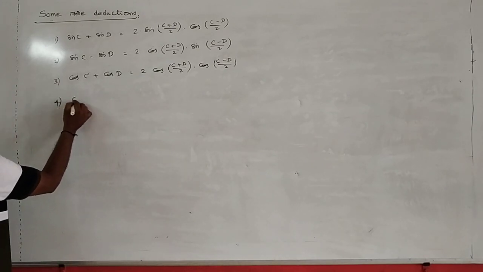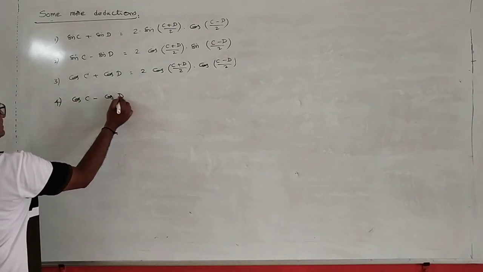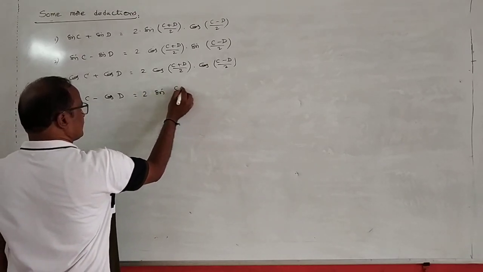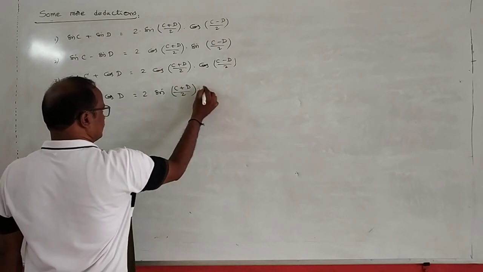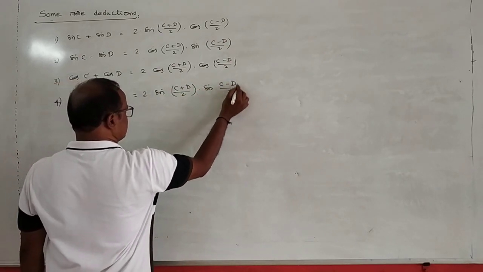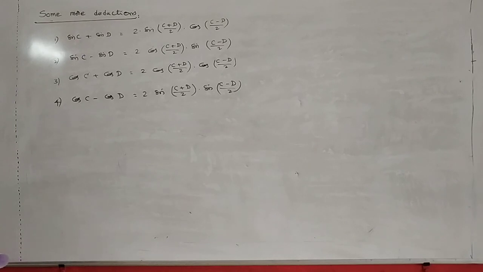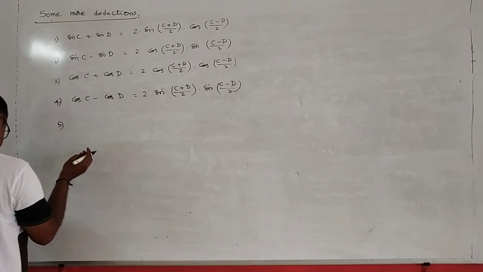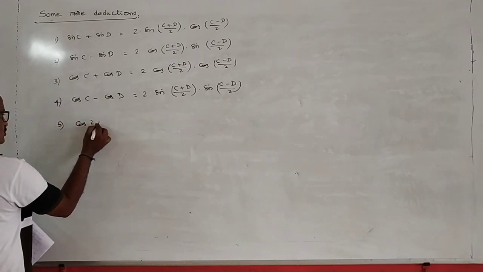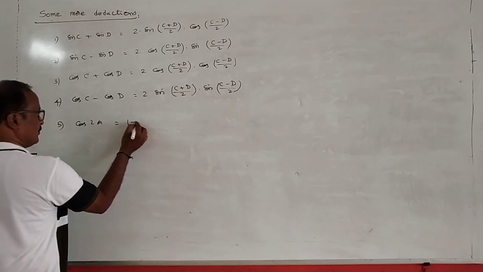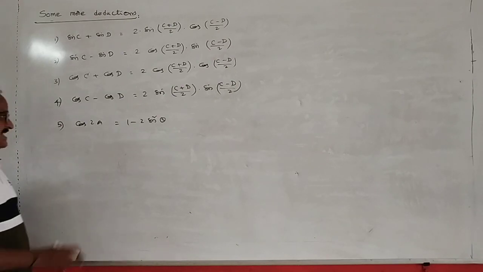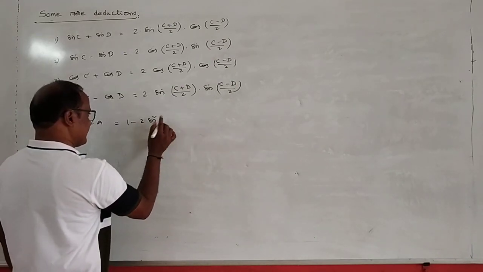And fourth one, cos C minus cos B is equal to 2 sin (C plus B by 2) into sin (C minus B by 2). Okay. And fifth one is important. Cos 2a is equal to what value? 1 minus 2 sin square a. Already it is discussed. Cos 2a is equal to 1 minus 2 sin square a.